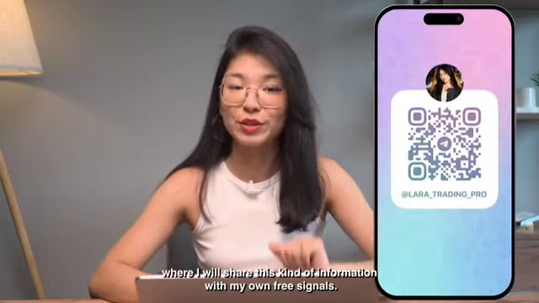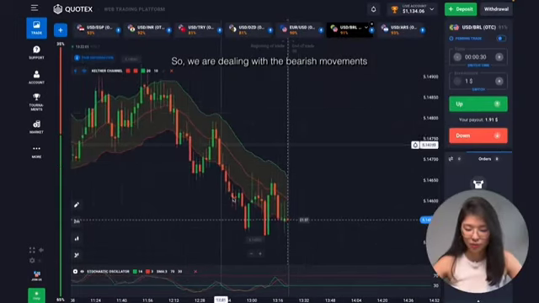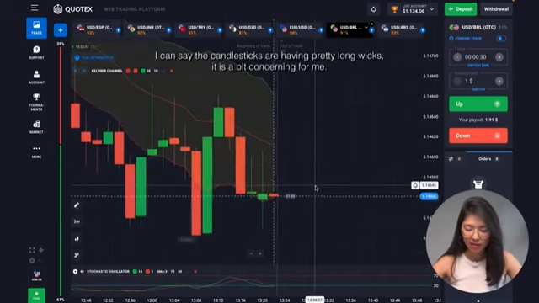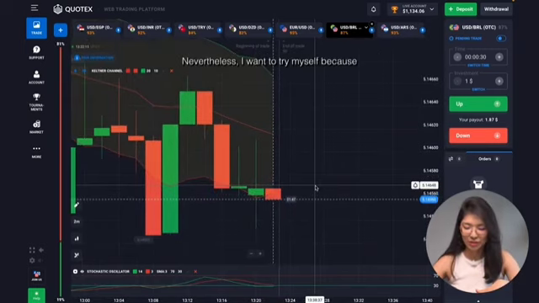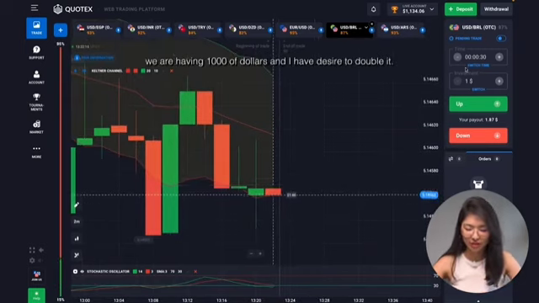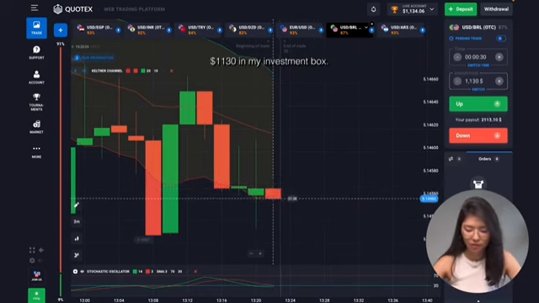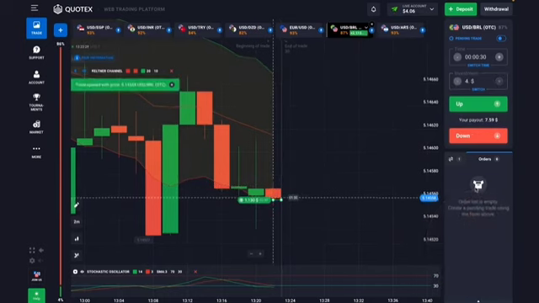And right now we're dealing with the bearish movements right over here, pretty volatile. And I can say that candlesticks are having pretty long wicks. It is a bit concerning for me. Nevertheless, I want to try myself because we're having $1,000 and I have decided to double it. So $1,130 in my investment box. And I will check the situation with put option.